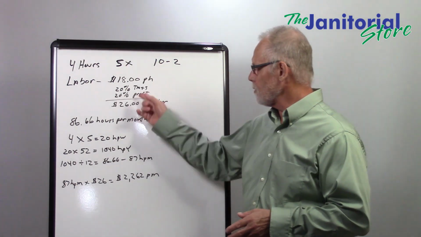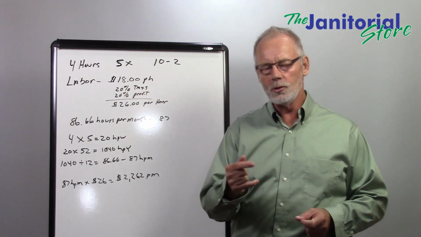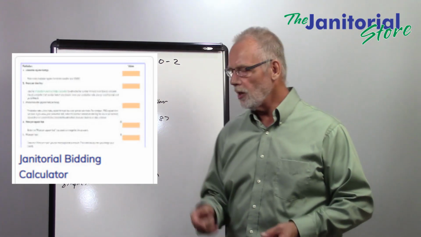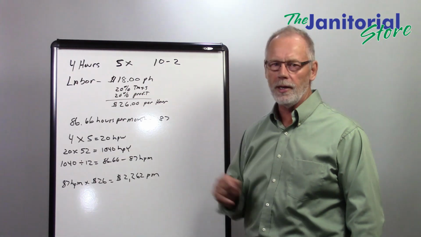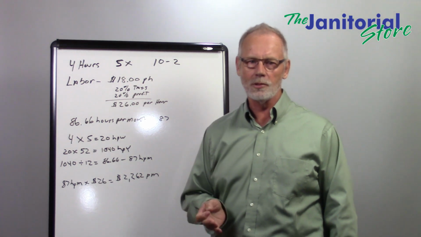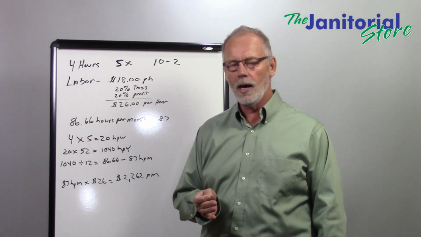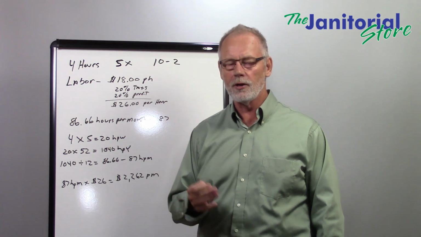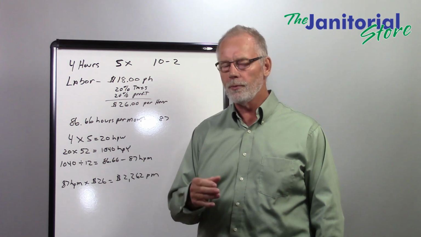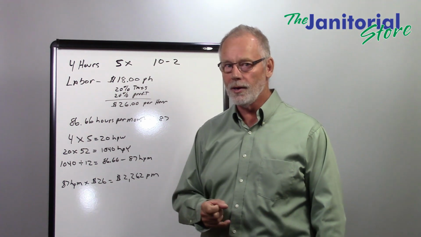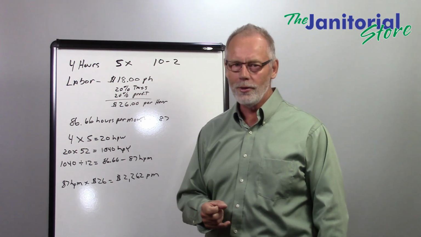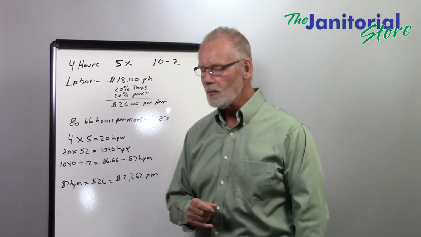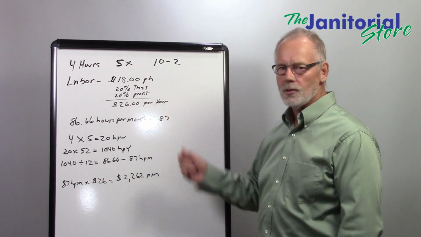And if you're not sure about your numbers, you can also use the bidding calculators on the Janitorial Store. It's going to tell you exactly what your profit and everything would be. So there's no guessing games. As long as you know your numbers, you can enter them in the calculator, and the calculator is going to tell you exactly if you're going to make money or not. If you end up with red numbers on there, that means you're in the hole. You're not going to make any profit. Green numbers means you've got a profit. So that's all there is to it.